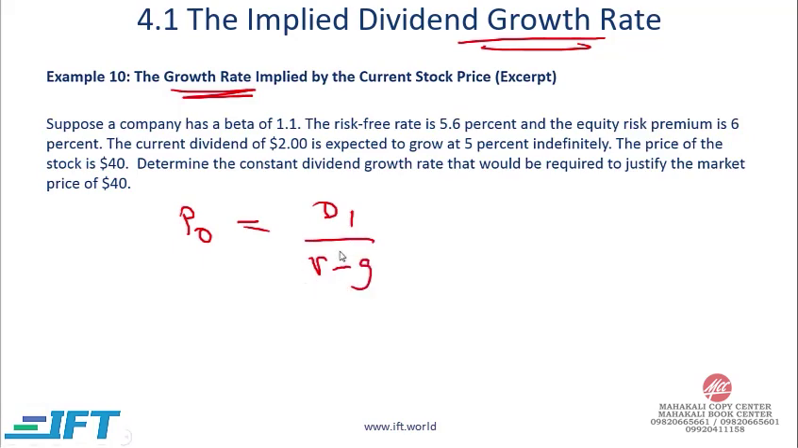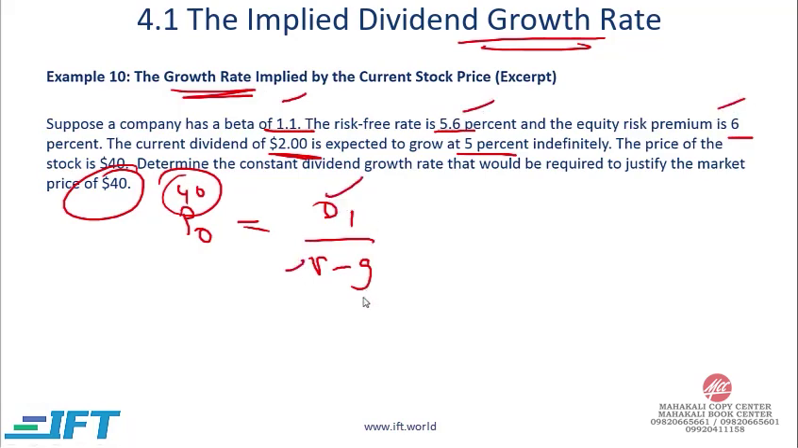So we are saying that, let's say that the current market price is 40. So we plug in 40 over here. D1 is 2 multiplied by 1.05. The discount rate can be computed using CAPM. So we are given all these numbers. You are given the beta, the risk-free rate, and the equity risk premium. So you can compute D1, you can compute R, then you can also compute G, which is implied by the current market price. And just as a refresher, this is something that we saw earlier.